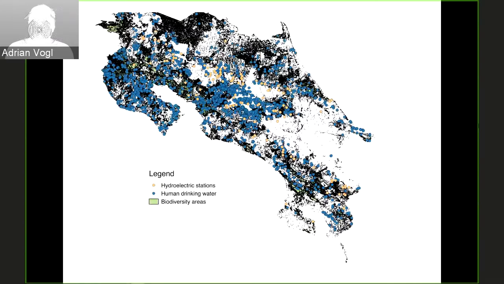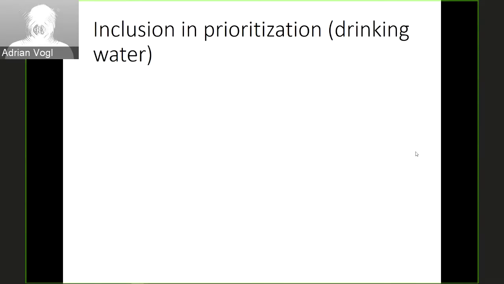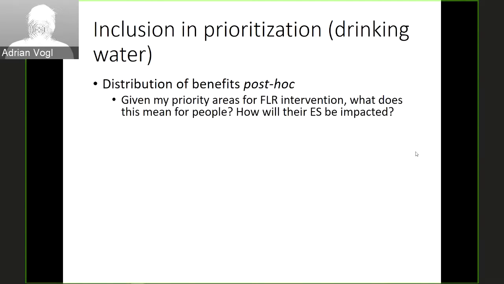We have for Costa Rica right now, we're looking at hydroelectric stations, which are the points in yellow. We have human drinking water, so these are points where concessions are made for extracting drinking water. Some of these are surface water, some are groundwater, and we're working on teasing those out. We also have biodiversity areas. So there's a few different ways you can think about including this information in the process, and not just for drinking water, but for any kind of beneficiaries information.